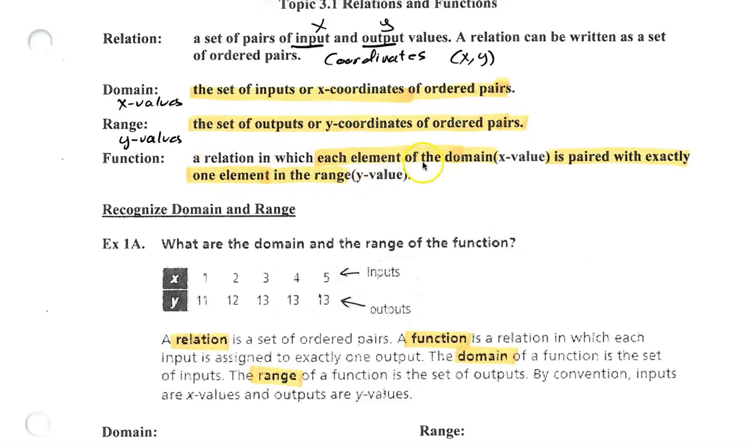Function. A function is a relation in which each element of the domain is paired exactly with one element of the range. So again, in this case, otherwise known as each x value is unique. So you won't have two x values. You can have two y values, but each x value should be unique and different.